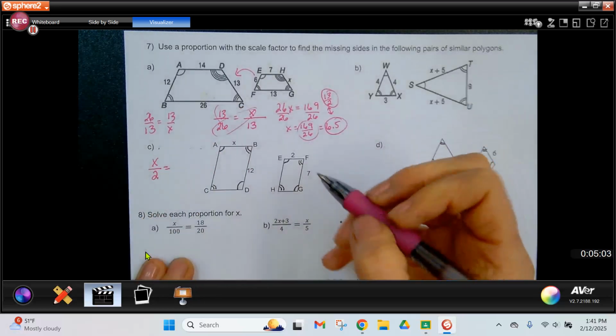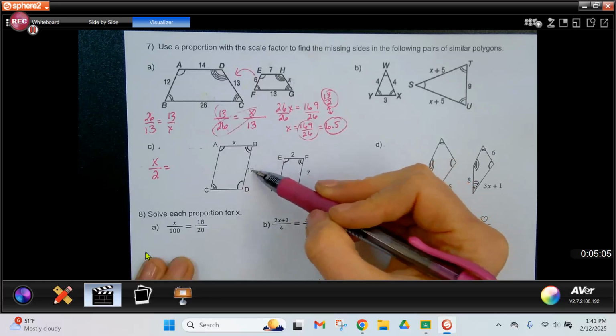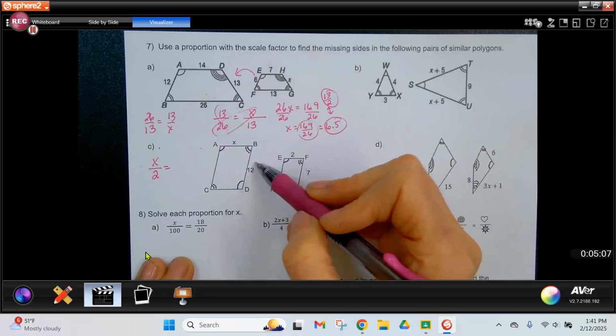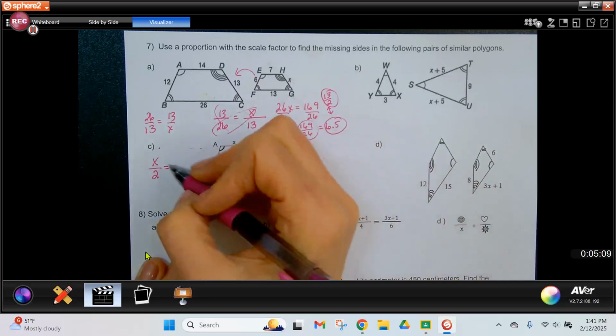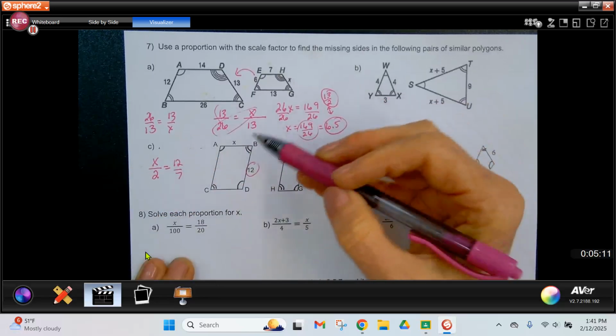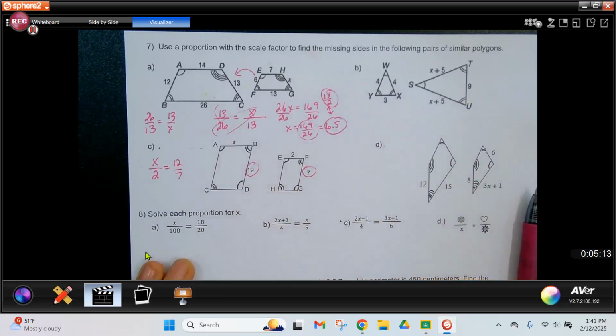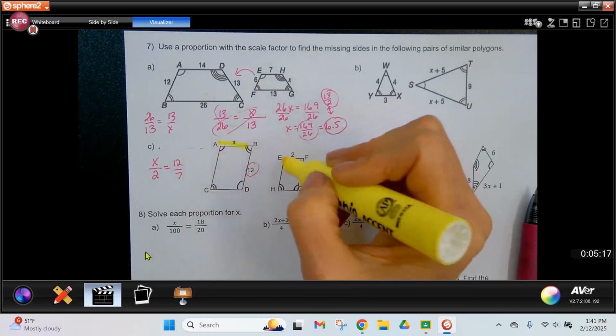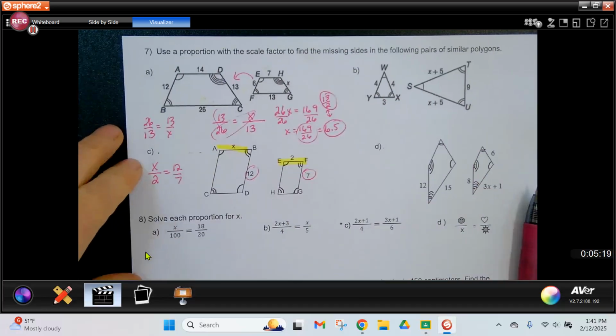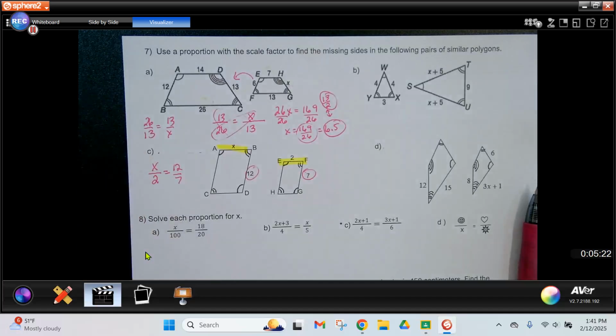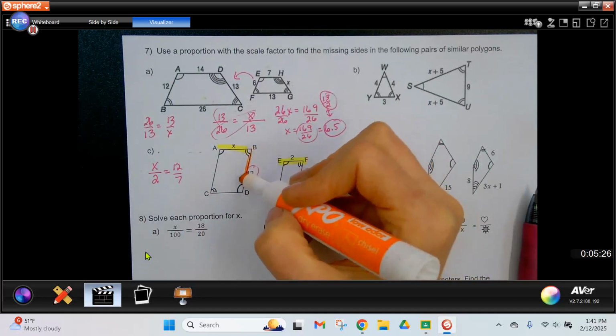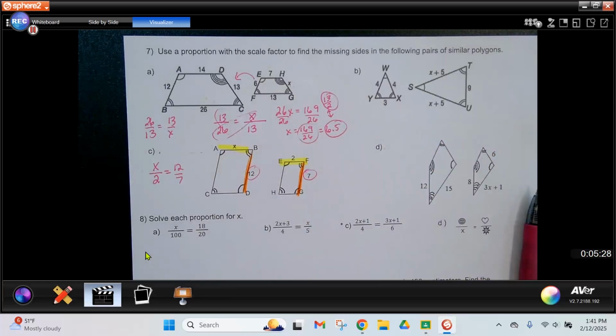And that needs to equal, let's look at this one, 12 to 7. This side corresponds with this side. So x and 2, I'm going to go ahead and color that. These two sides are corresponding, so I wrote them as a ratio, x to 2. And then 12 to 7 is another pair right there.